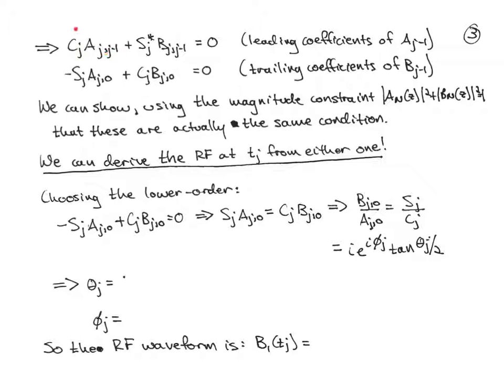So then we have that C sub j times A sub j, j minus 1, plus S sub j conjugate times B sub j, j minus 1 must cancel out. That is the leading coefficient of A sub j minus 1. And then the zeroth order coefficient of B sub j minus 1 must cancel out as well. These are the two coefficients that we get after the multiply with the rotation matrix. Those have to cancel out too. And you can further show using the magnitude constraint that these are actually the same condition. If you solve this expression for one of the A sub j or B sub j and then substitute it in here, you can get the other condition.